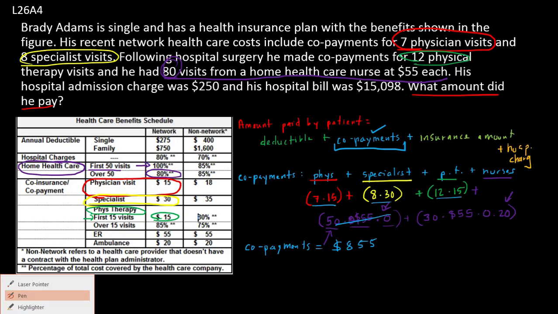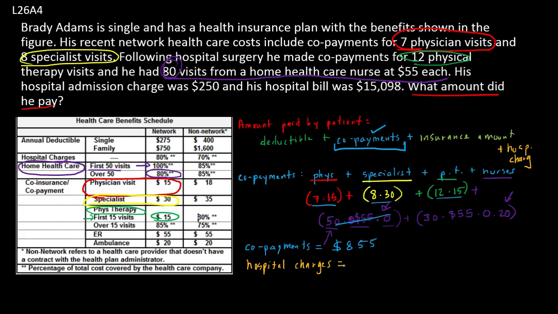All right, what about, let's go to hospital charges. Our hospital charges include an admission charge. They say here his hospital admission charge was $250, and his hospital bill was $15,098. Now, don't get ahead of yourself, because we need to figure out how much of this is covered by insurance. So don't just go straight to adding this. Although it says that this was his hospital bill, it does not say that this is what he paid for the hospital bill.